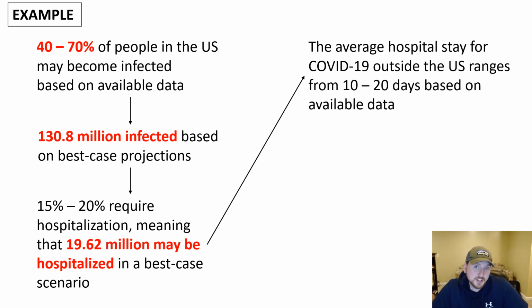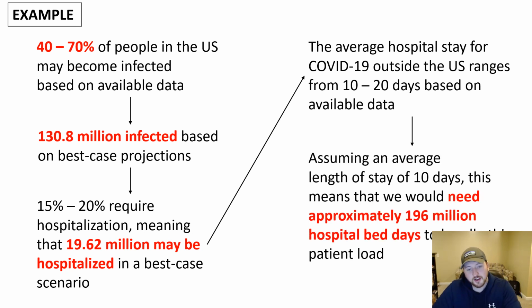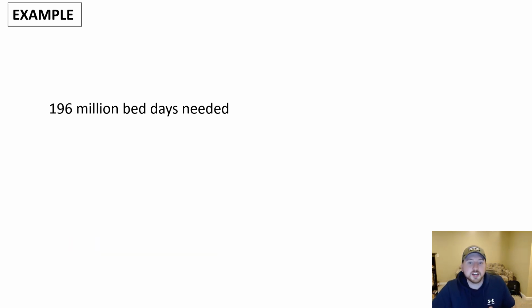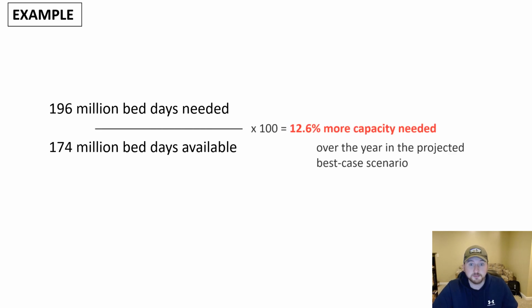According to the data that we've seen related to COVID-19, durations of treatment for people who end up requiring hospitalization vary between 10 to 20 days, so it's somewhere in that range. So if we're really conservative and we say that the average patient is going to take 10 days, we know that to treat these 19.62 million people, each for 10 days, that would require 196 million hospital bed days. So let me break down what this means with some of the data we've talked about before. We need 196 million hospital bed days to care for our COVID-19 patients that we're talking about. We know that we have 174 million hospital bed days based on some of what I've shown you from last year. So this is a rough estimate.